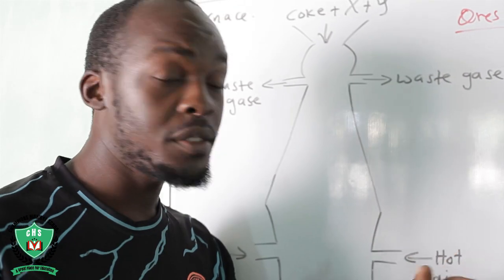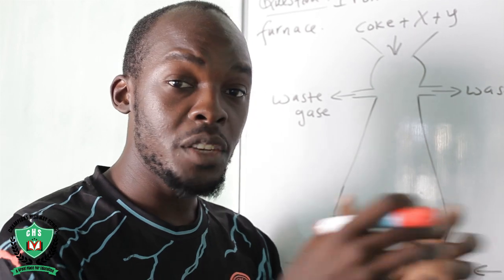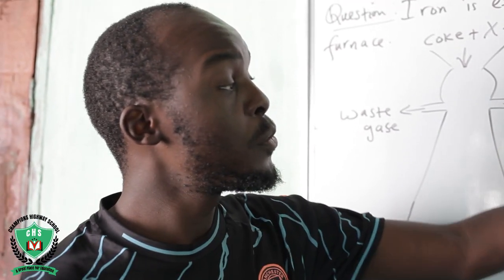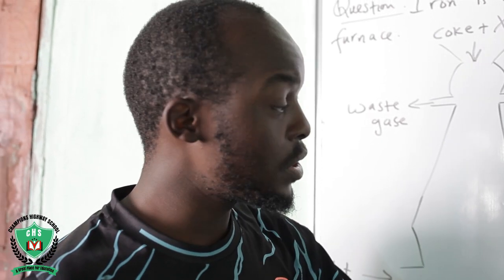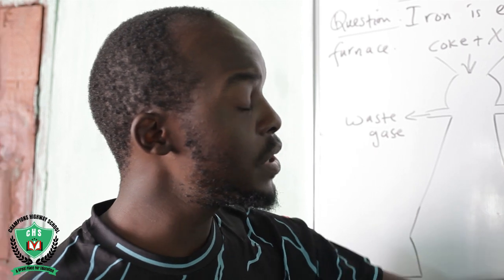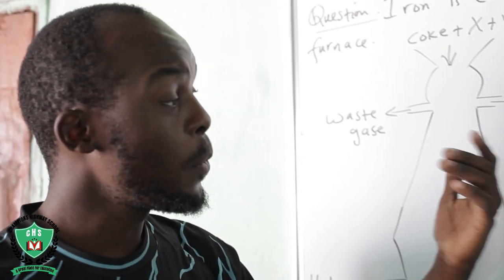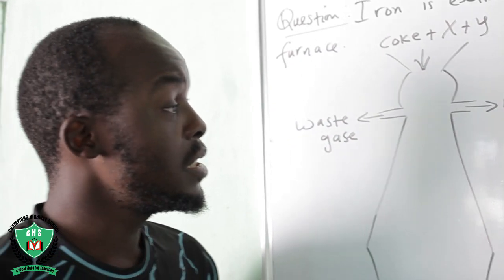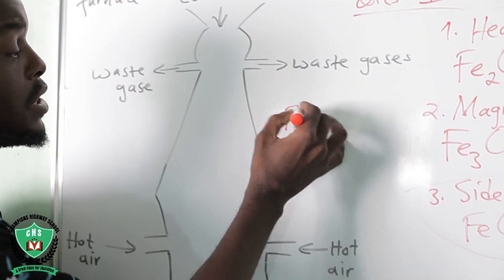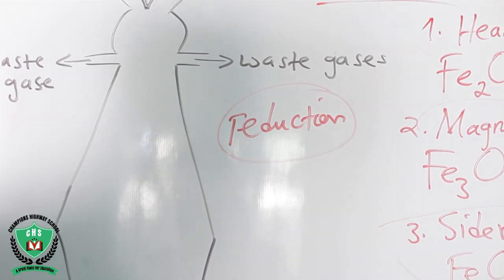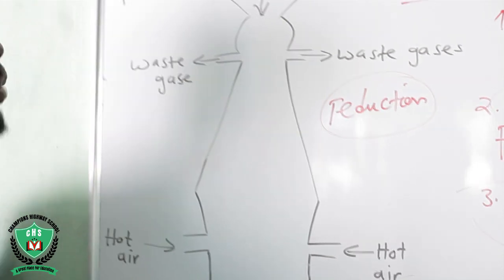Extracting, as we said last time, means removing that metal from its compound. So we are removing iron from its compounds: removing iron from its carbonate, removing iron from its oxide. The method by which iron is extracted is by reduction. Iron is extracted by reduction in a blast furnace.